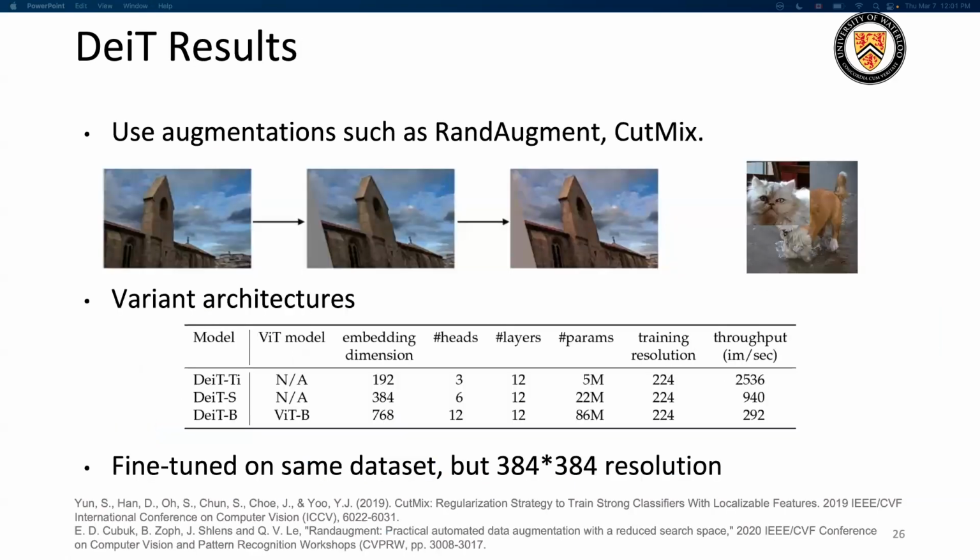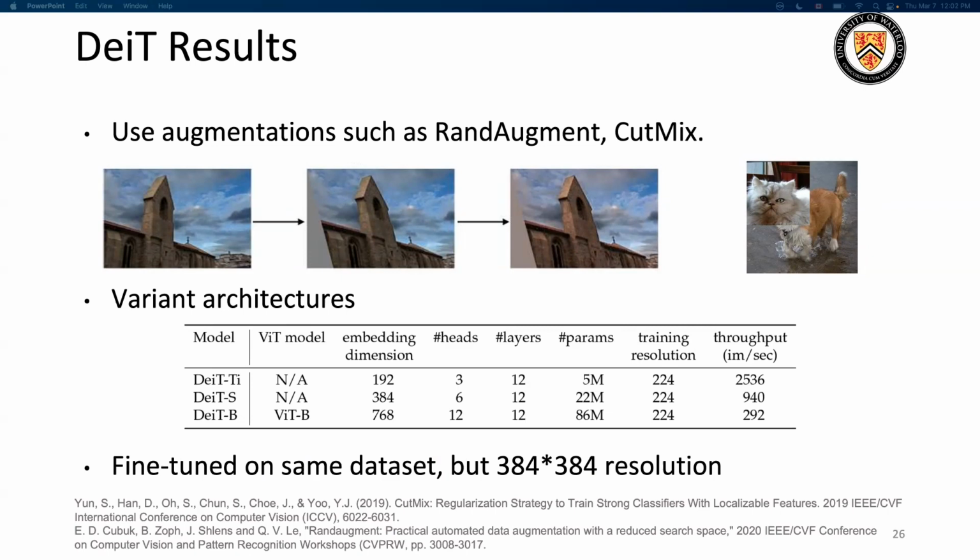For training, they use data augmentation such as RandAugment and CutMix. There are other augmentations as well. These are just two examples. RandAugment is like changing the contrast, rotating the picture, or changing the brightness. For CutMix, it's like you have a picture of a dog and then a picture of a cat, and then you combine them together.